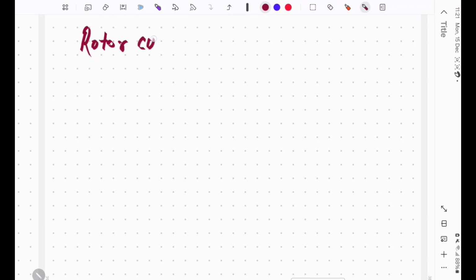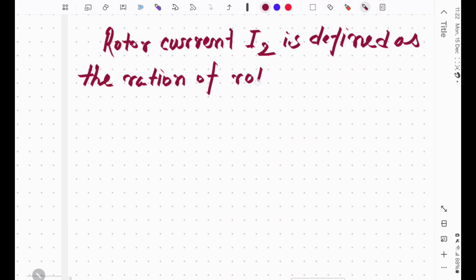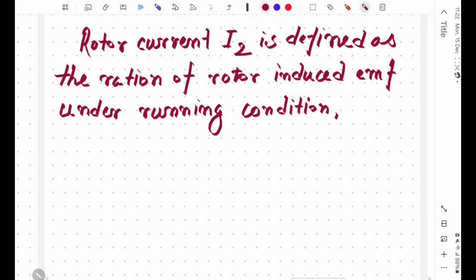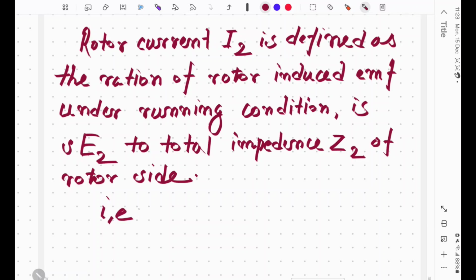Now the rotor current I2 is defined as the ratio of the rotor induced EMF under running condition, that is S E2, to the total impedance Z2 of the rotor side. So I2 is equal to S E2 by Z2.